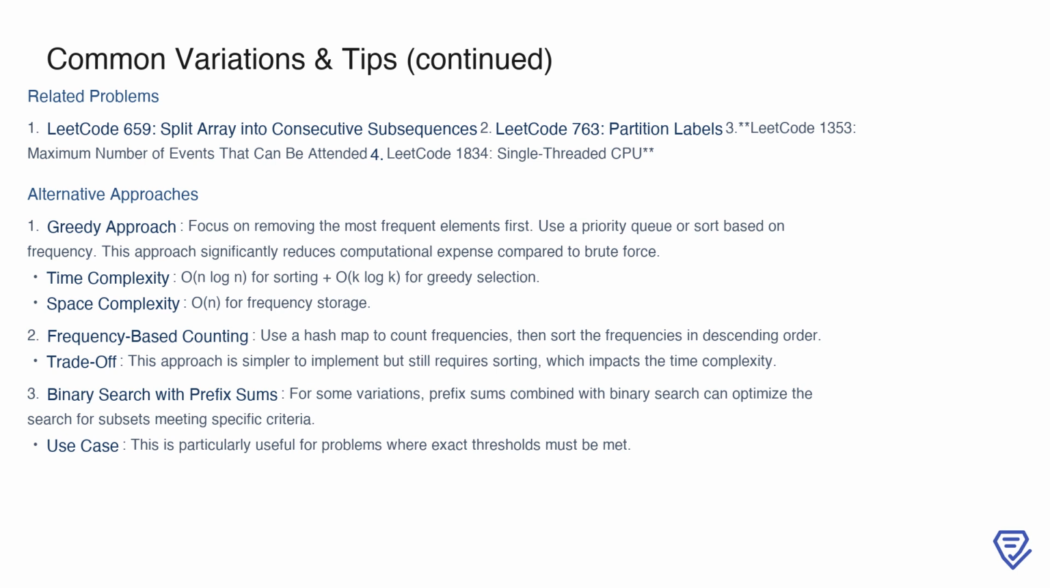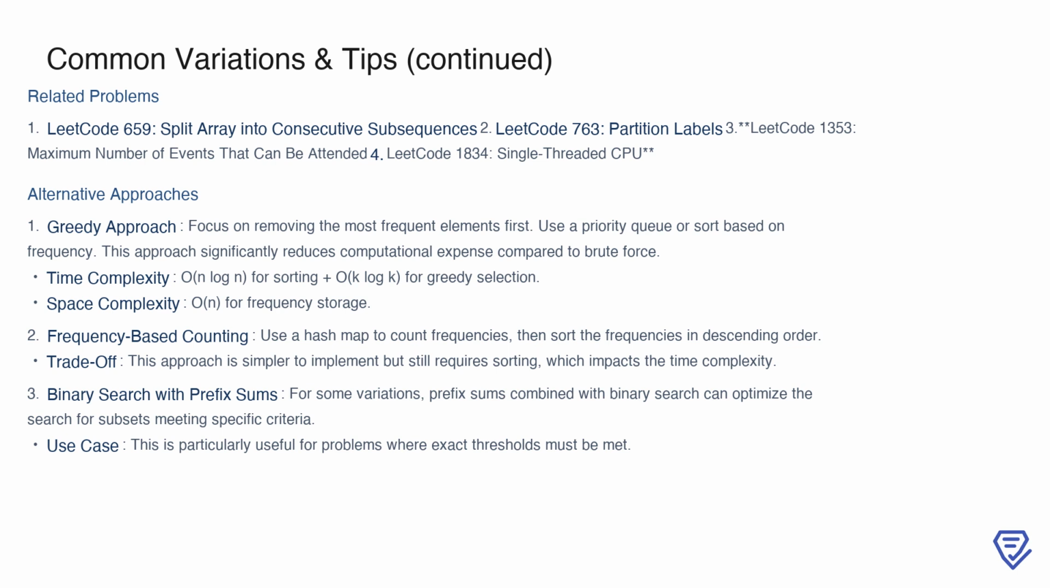In terms of alternative approaches, a greedy strategy is a strong option. By focusing on removing the most frequent elements first, you can significantly reduce computational costs compared to brute force. A priority queue or sorting based on frequency is typically used, giving this method a time complexity of O(n log n) and a space complexity of O(n) for frequency storage.